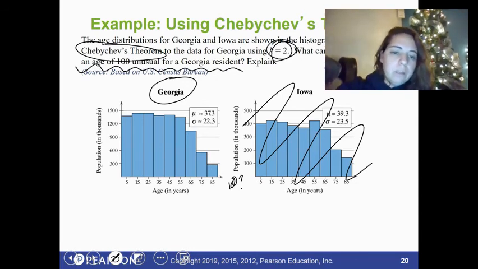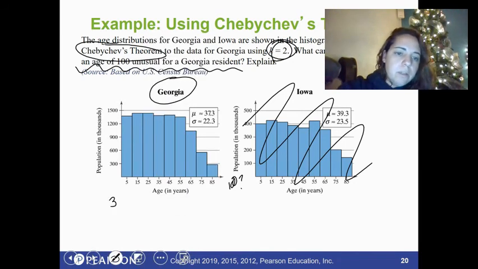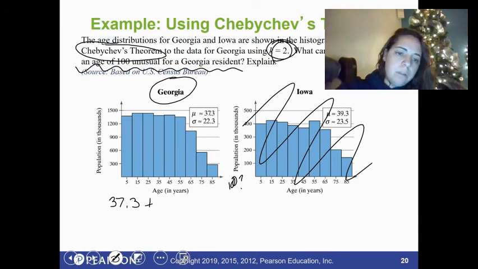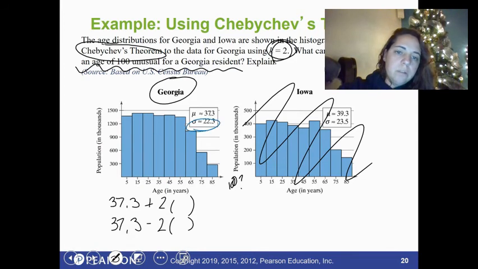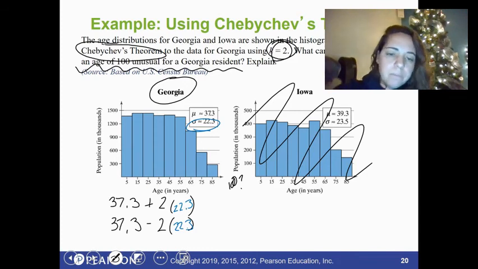Okay, so let's see. We got 37.3. So we're going to add 2 standard deviations and we're going to subtract. So plus 2 times whatever the standard deviation is, and minus 2 times whatever the standard deviation is. And they told us that the standard deviation was 22.3. Instead of me doing some really bad math, I'm going to skip ahead to the next deal.